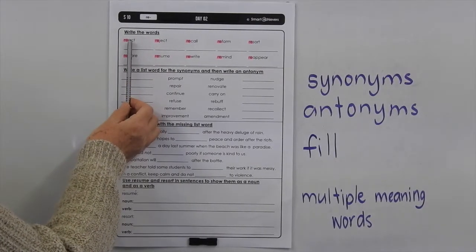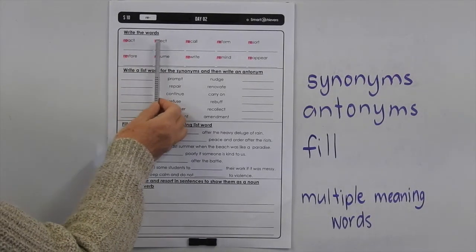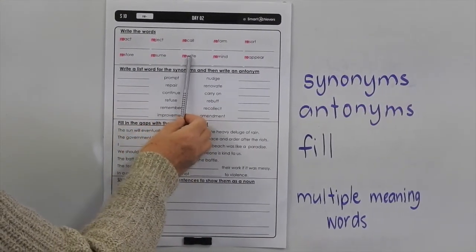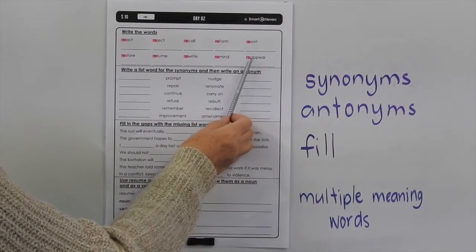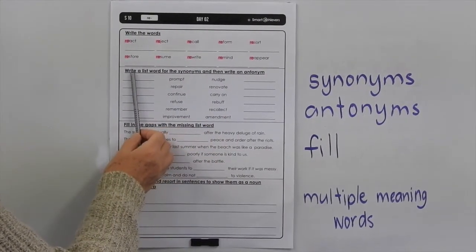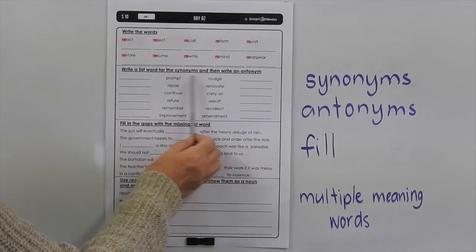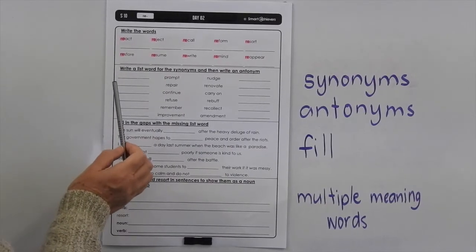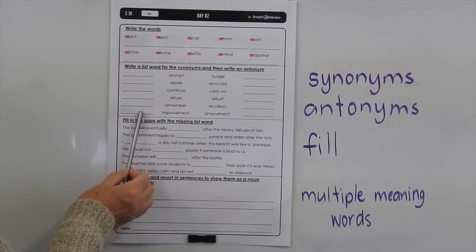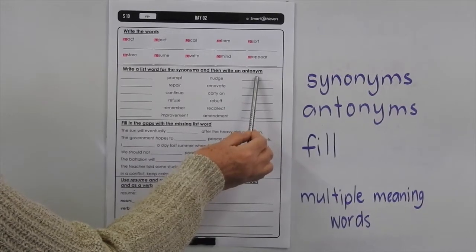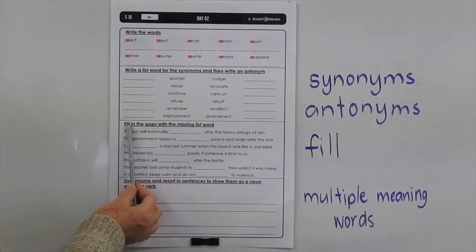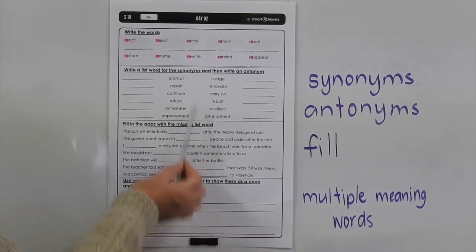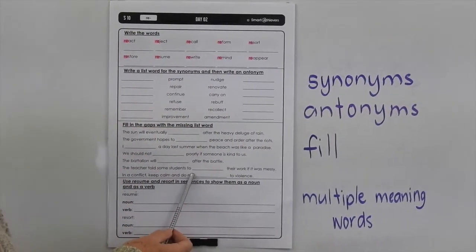Our words today all start with the prefix re, so we've got react, reject, recall, reform, resort, restore, resume, rewrite, remind, reappear. So in this section here we've asked you to write a list word for the synonyms. These are the synonyms. You've got to write the list words here. When you've done that, we want you to find an antonym for each of these list words that you've listed here and put the antonyms down this side. In this section you just have to fill in the gaps with the missing list word, so choose an appropriate word from above so that these sentences make sense.